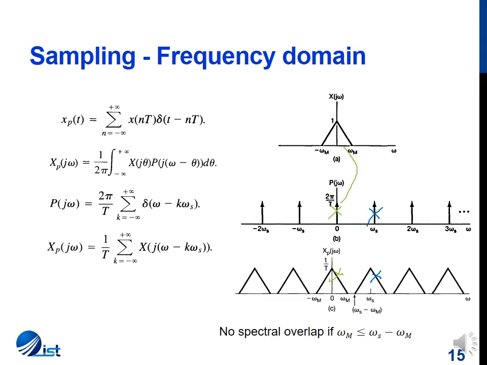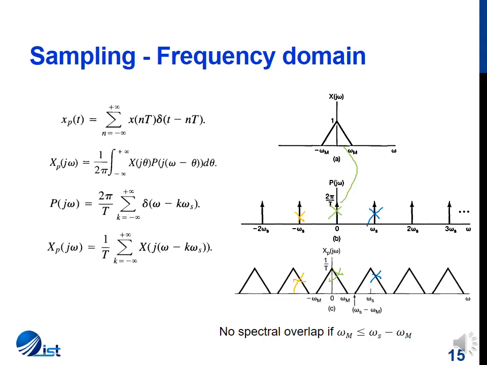Similarly, let's say we take this impulse. This impulse represents delta of omega plus omega s. So now when this impulse convolves with the function, we get this version of the signal. So what happens in the frequency domain is when the signal is sampled, the transform of the sampled signal is multiple images, multiple replicas of the same signal.